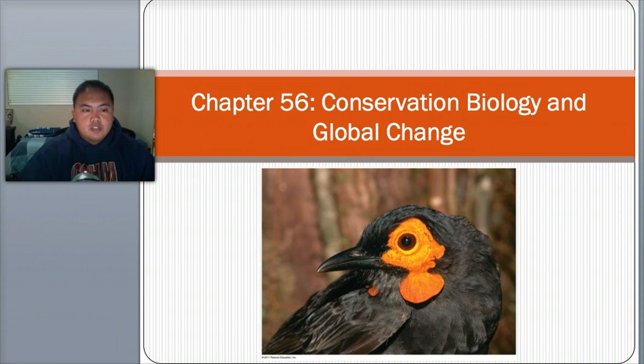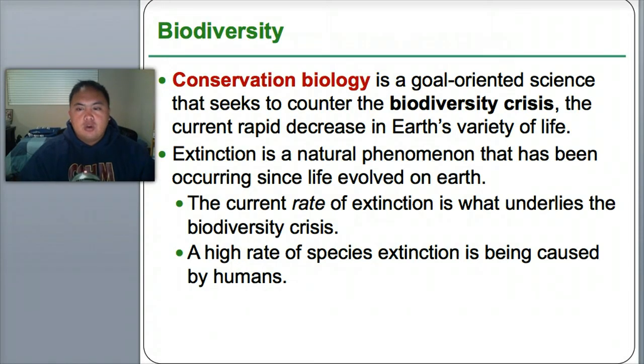So conservation biology, the definition of it, is a goal-oriented science that seeks to counter the biodiversity crisis. You may be wondering, what is biodiversity? Biodiversity is just what it sounds like. Bio, the prefix meaning life, and diversity, which, as we talked about in previous chapters and as you know in real life, is trying to maintain all the different species altogether. We're trying to counter the biodiversity crisis, which is the current rapid decrease in Earth's variety of life.